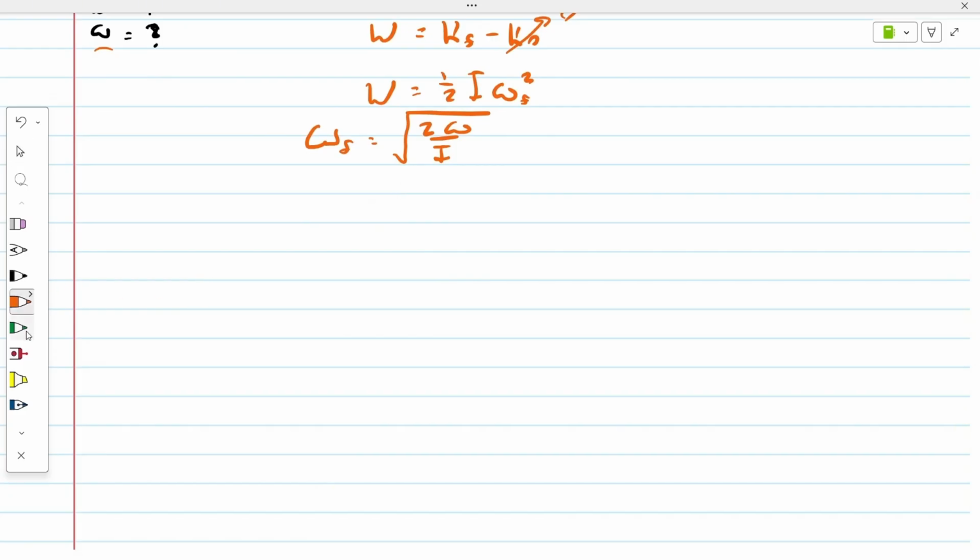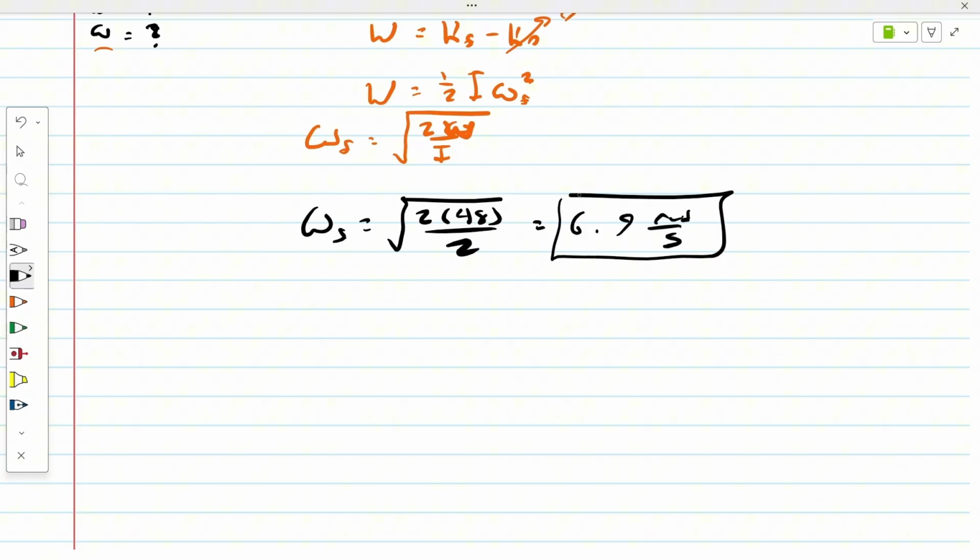And so we have all these variables, so we can go ahead and just plug them in from the problem. This should not be omega, this should be work. 2 times the work over I. And so the work is what we found in the previous part of the problem, which is 48, and the I was given as 2. And so we'll have the square root of 48, which is 6.9 radians per second. And that'll be our final answer.